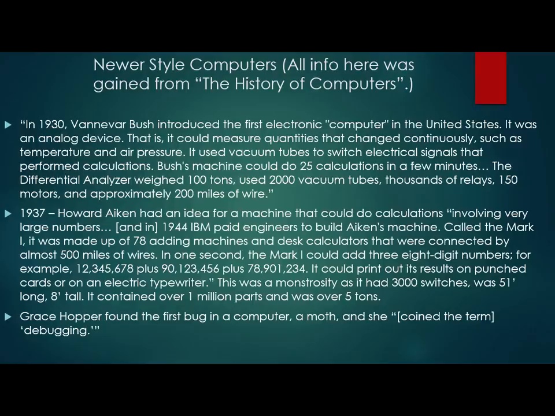So I'm going to go on to the next one. 1937, Howard Aiken had an idea for a machine that could do calculations involving very large numbers. And in 1944, IBM paid engineers to build Aiken's machine. Called the Mark I, it was made up of 78 adding machines and desk calculators that were connected by almost 500 miles of wire. In 1 second, the Mark I could add three 8-digit numbers. For example, 12,345,678 plus 90,123,456 plus 78,901,234. It could print out its results in punch cards or in an electronic typewriter.